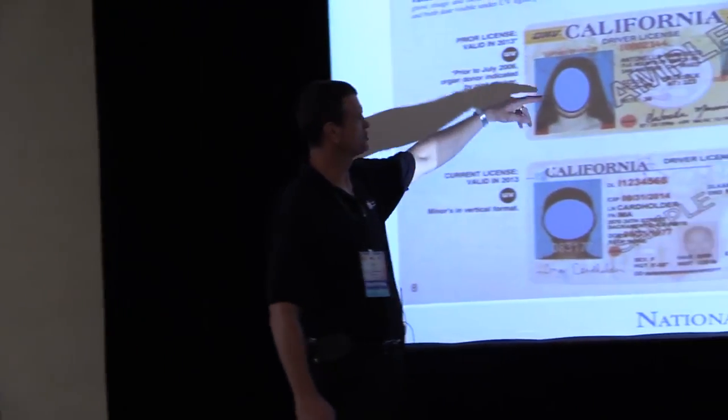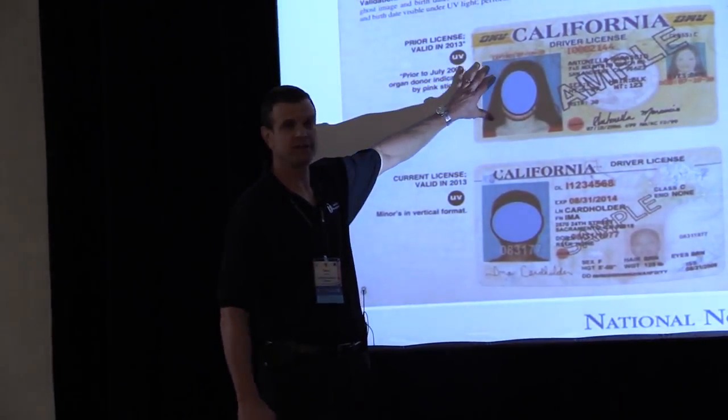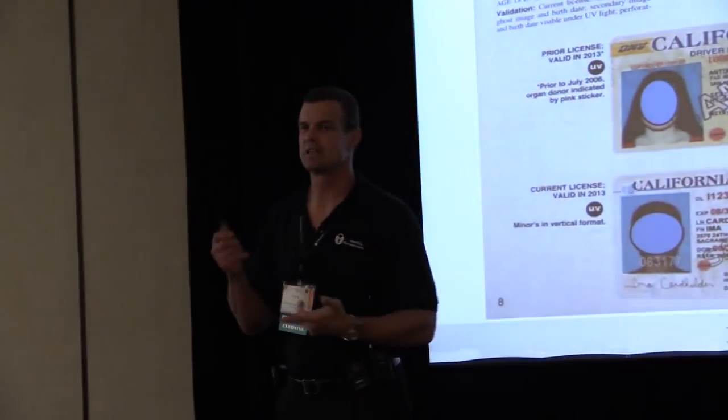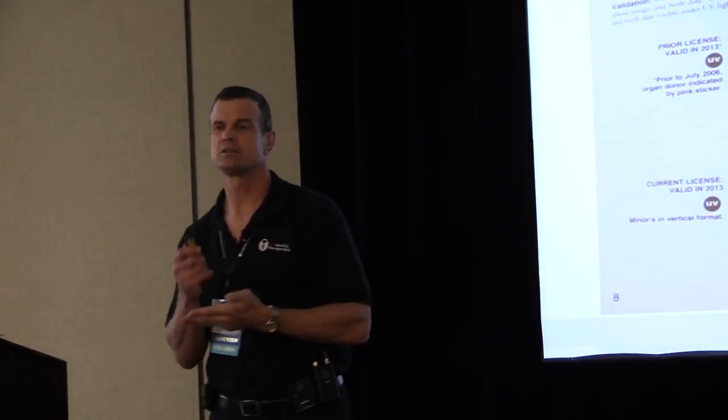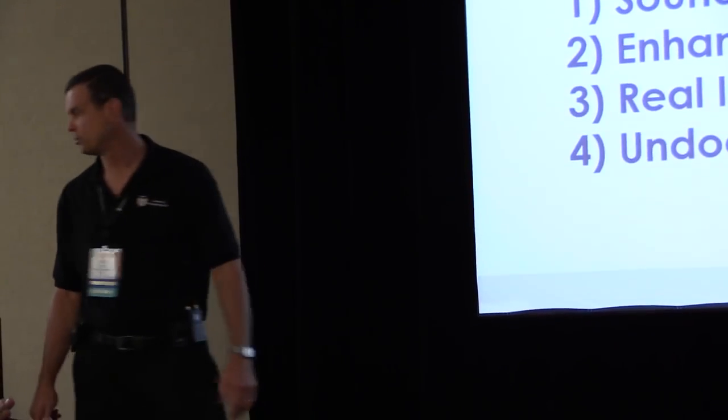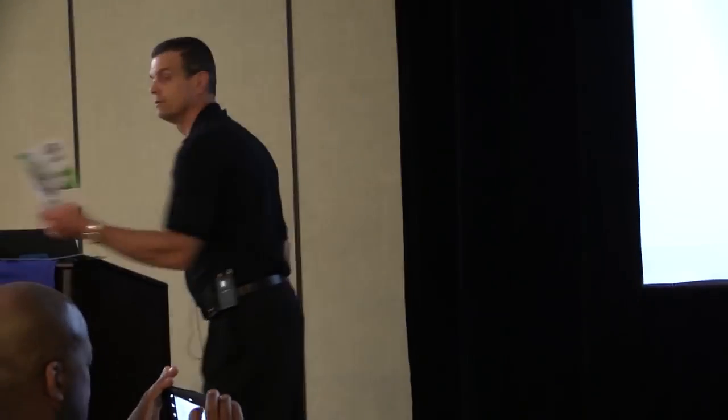So again, if you go to the book, it'll go by state. They'll show you the state, and they'll show you the ID that's being faded out. This is the prior license. Here's the current license. It'll give you a description of the card. It'll tell you something about the number, the term that it begins, whether it has microprint, whether it has a UV feature. It'll tell you all the things about that card that you might want to look for, and it does that for every state.